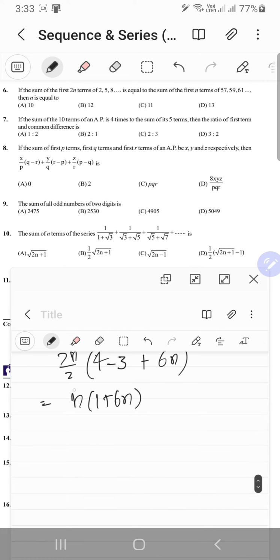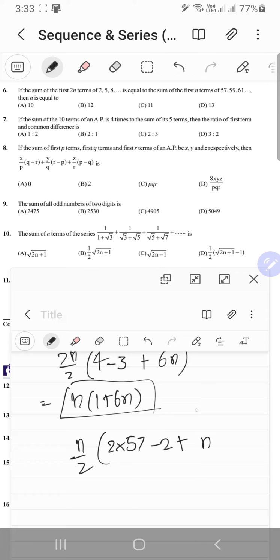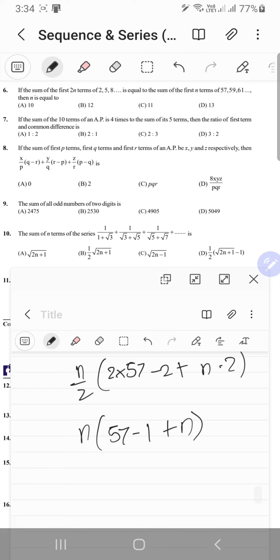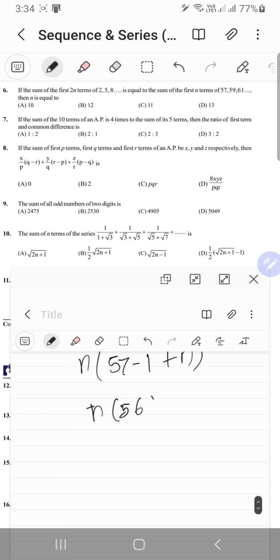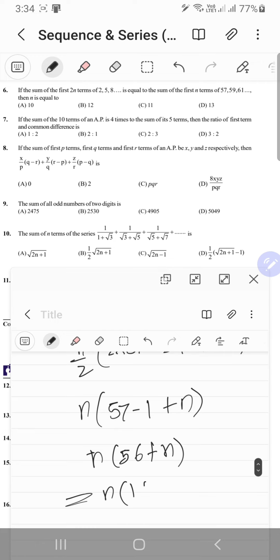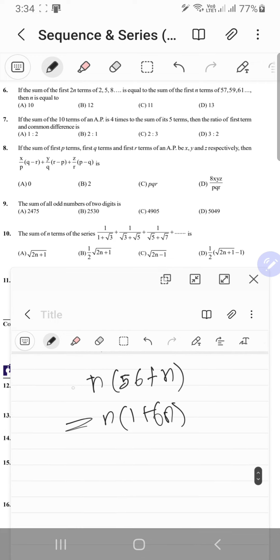Okay, so this quantity is equal to the sum of the first n terms of that thing. So n upon 2 into 2a minus d, in this case d is 2, plus n times 2, and that's going to be n into 57 minus 1 plus n, which is n into 56 plus n, and this is equal to what? N into 1 plus 6n. So either n is 0, which doesn't make sense, or you have 5n equal to 55, which means n equal to 11. N is 11 hopefully.